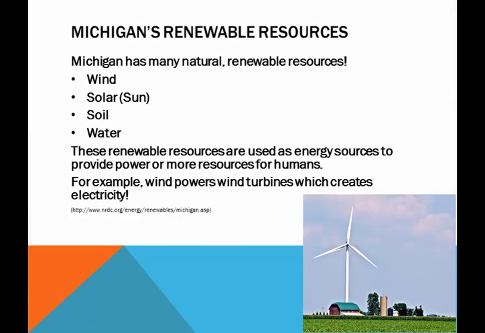So first, I have a brief introduction on renewable resources within Michigan. They're your standard wind, sun, fertile soil, and water, which are all renewable resources. These are resources that are used as an energy source one way or another to provide power or to provide more resources for us. If you look at the picture in the bottom right hand corner, you can see a picture of a wind turbine.